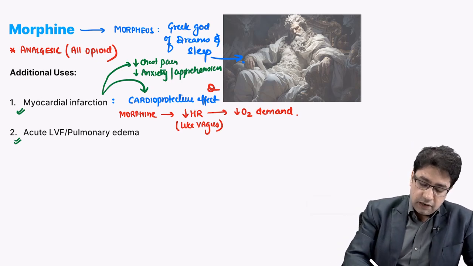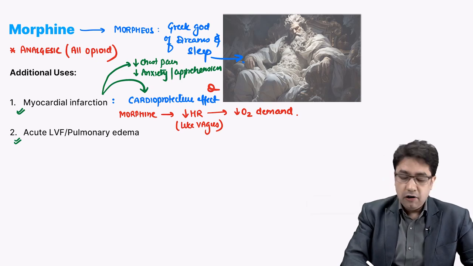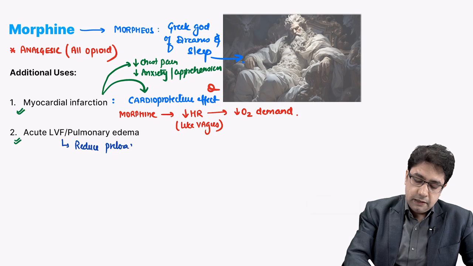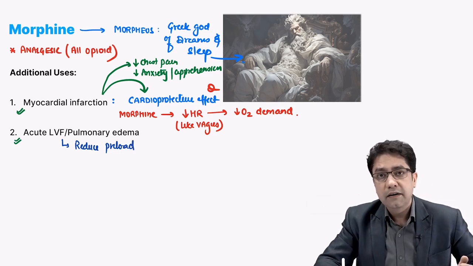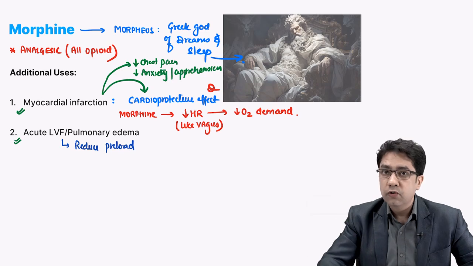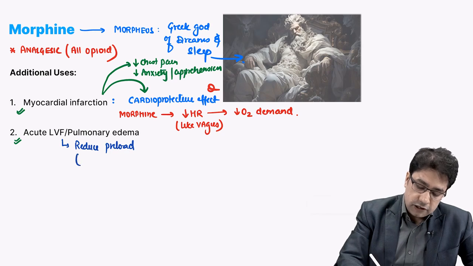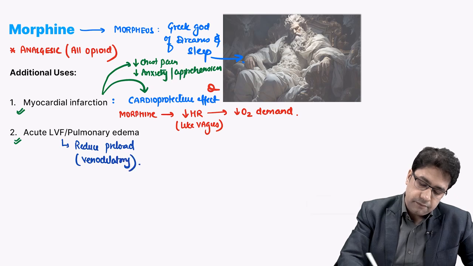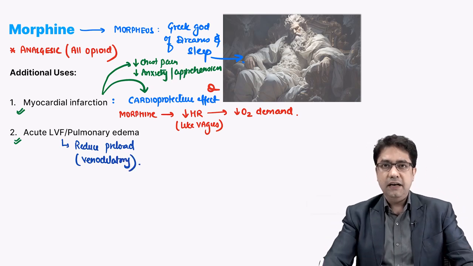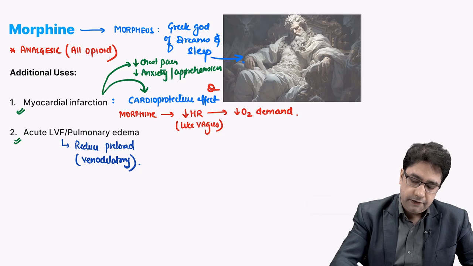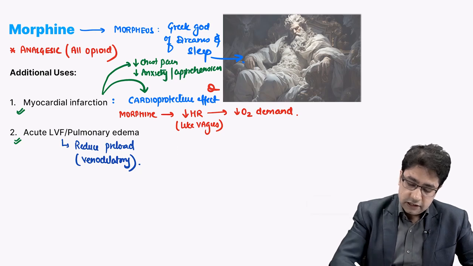Morphine is also given in left ventricular failure or pulmonary edema because morphine reduces preload. Preload means the blood which is going to the right part of the heart. From the right part, it will now not go to the lungs and the pulmonary edema will clear off. And why does it reduce preload? Because it has a venodilatory effect. Agreed? So let's make a list of the drugs which have an effect on heart rate. Can we say the first is morphine?